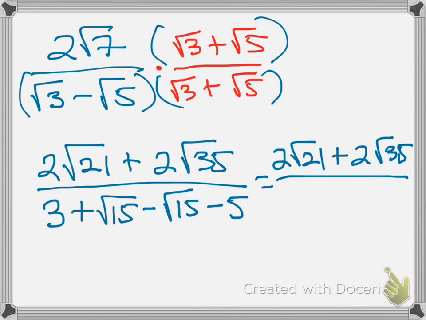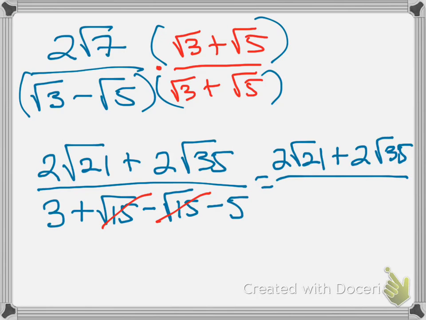Let's take a look at the denominator. Because we multiplied by the conjugate of the square root of 3 minus the square root of 5, notice that these two middle terms are going to cancel out, and that's intentional. That's why we multiply by the conjugate, so that we can rationalize the denominator and we get rid of all those radical expressions. If you don't get rid of those two middle terms when you multiply by the conjugate, that means you've done something incorrect.